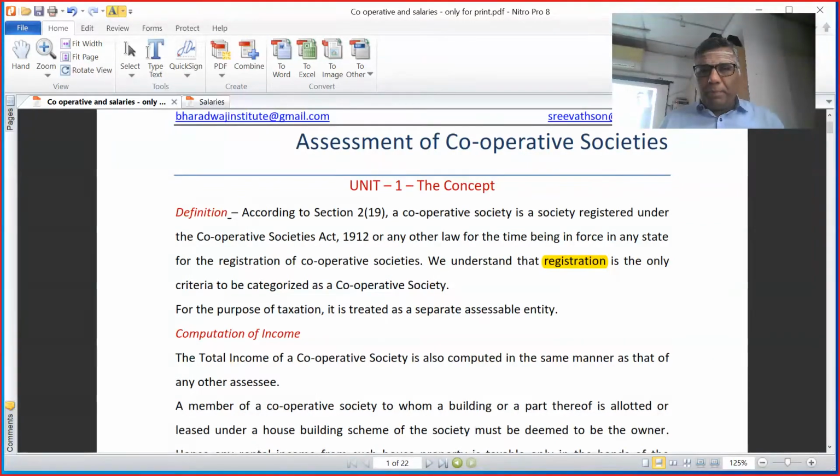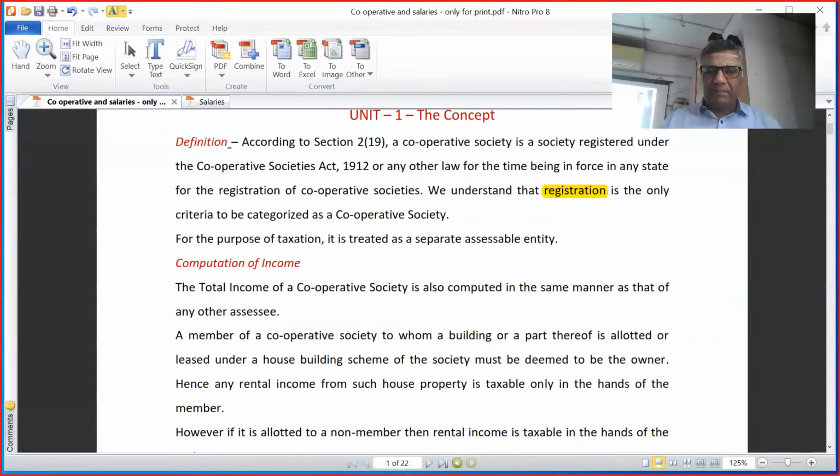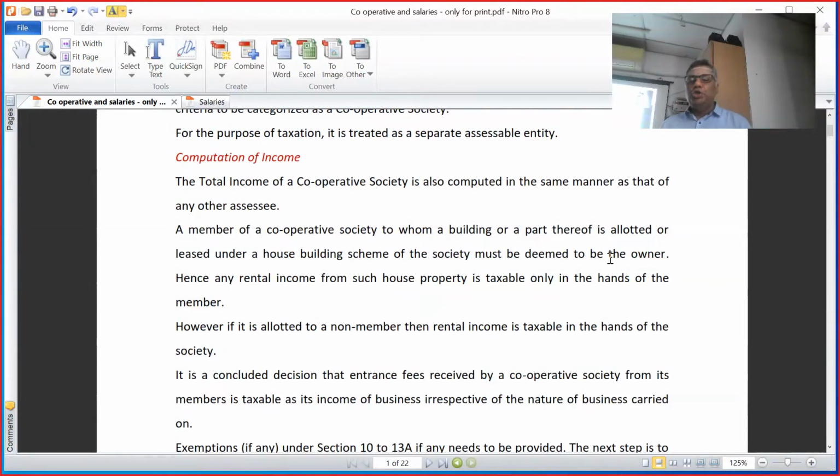For the purpose of cooperatives, last year the Finance Act introduced a concept called 115BAD, as much as 115BAA, for a concessional tax regime. First, how to compute the total income of the cooperative society? Not very different. It is in the same manner, same heads like house property, capital gains, PGBP, IFOS.